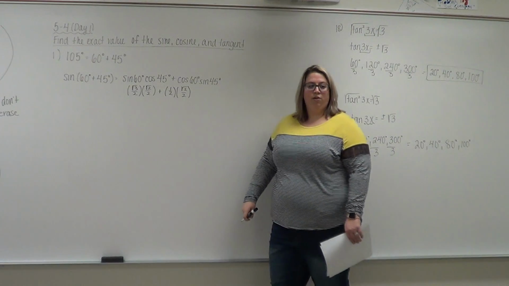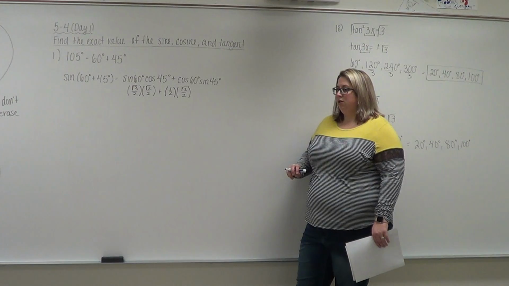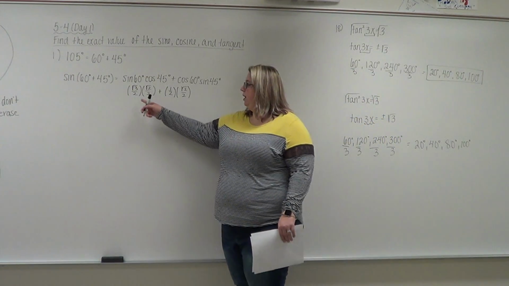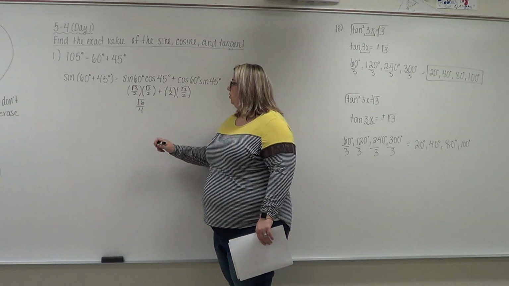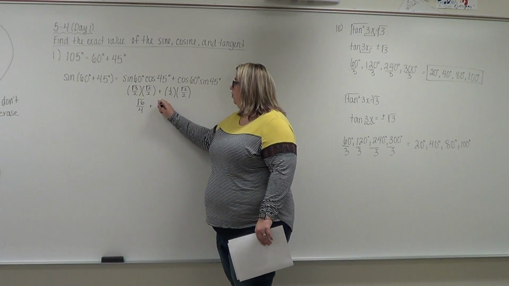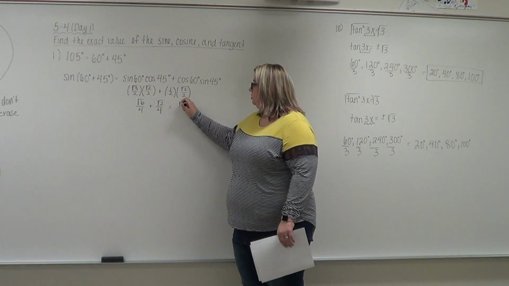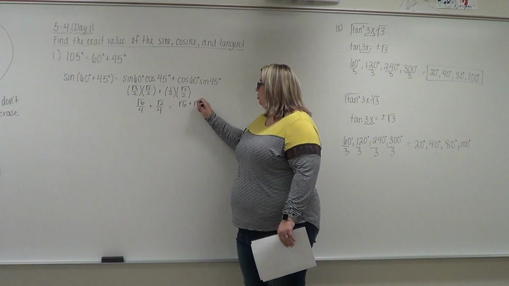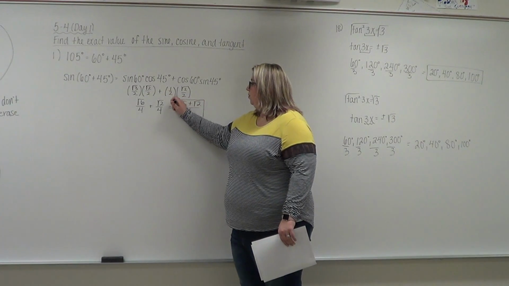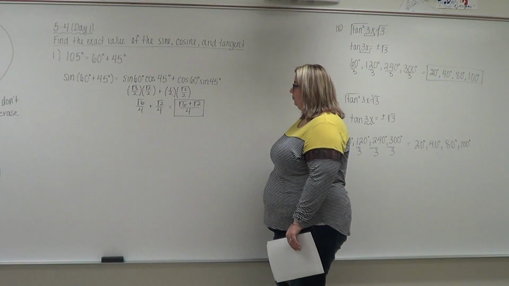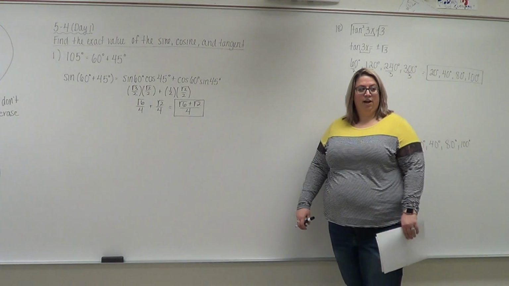So I plugged in all their values. Everybody good so far? If I multiply, this would become square root of 6 over 4 plus square root of 2 over 4. So my answer would be square root of 6 plus square root of 2 over 4. That's the answer for sine.